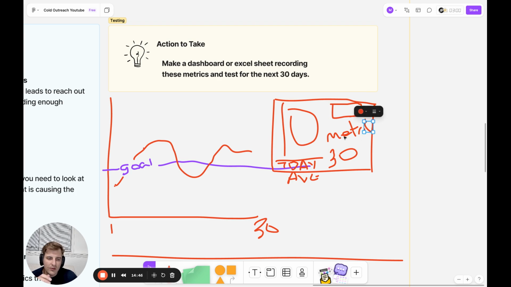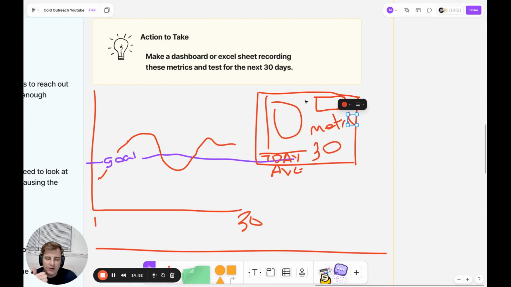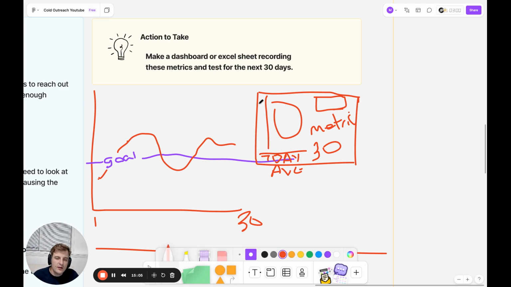Okay, so whatever the metric is, if it's a percent, so you would put this metric here, call to close, and you want to make sure obviously it's for whatever channel. And then you want to put the 7-day average. So what you want to do is you want to make sure that you have your big metric right here, and then you're going to have your 7-day average right under it.